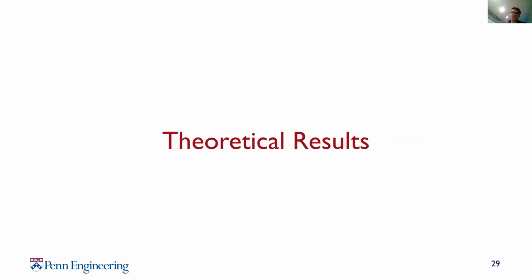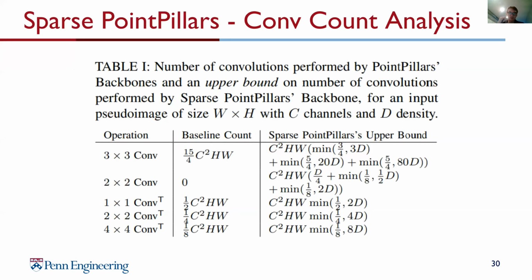So you can theoretically analyze this. You can say, okay, as a function of density of the pseudo image input, how many convolutions do I end up doing? The exact same number of convolutions are run for the traditional PointPillars backbone. It's strictly a function of the width and the height of the pseudo image. But if you parameterize on density, this allows you to break the trade-off between width, height of your pseudo image and runtime, because instead it's a function of your data itself. And so we're able to compute an upper bound on the number of convolutions performed by sparse PointPillars.